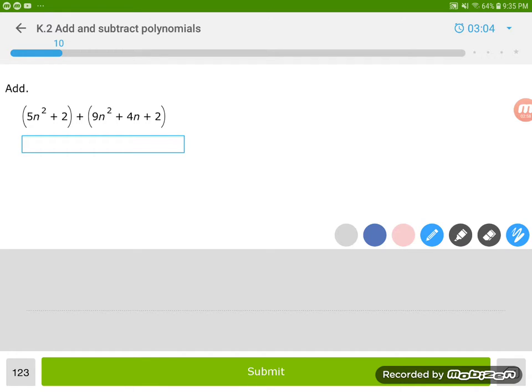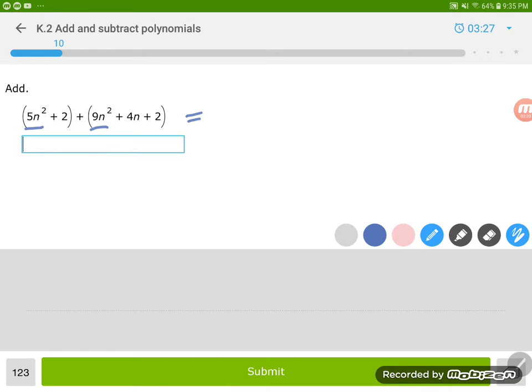Okay, so the main thing there was our like terms. We want to identify our like terms. We can then go ahead and just combine them as normal, adding the coefficients. Alright, so I have 5n squared, and I have 9n squared. I notice those are the same kind of terms, so I'll add them over here.